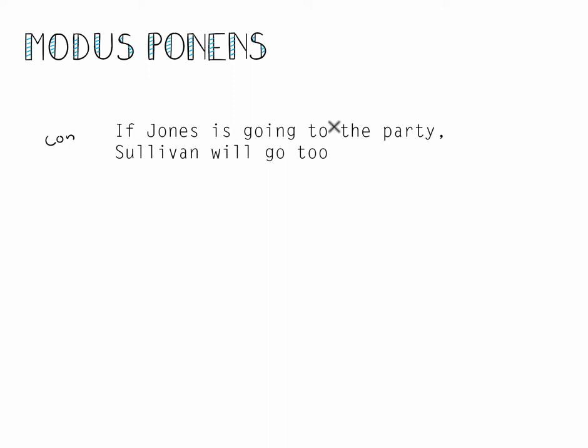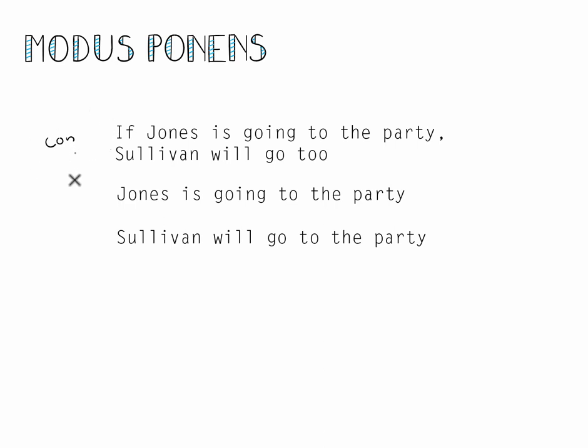So let's bring in that additional piece of information that tells us that one of these conditions does occur. Now let's say we know, boom, that Jones is in fact going to this party. Well, this tells us that that sufficient condition is in fact occurring. And then the rule acts like a little machine and tells us, well, Sullivan is going to go to the party too. So here was our conditional rule.